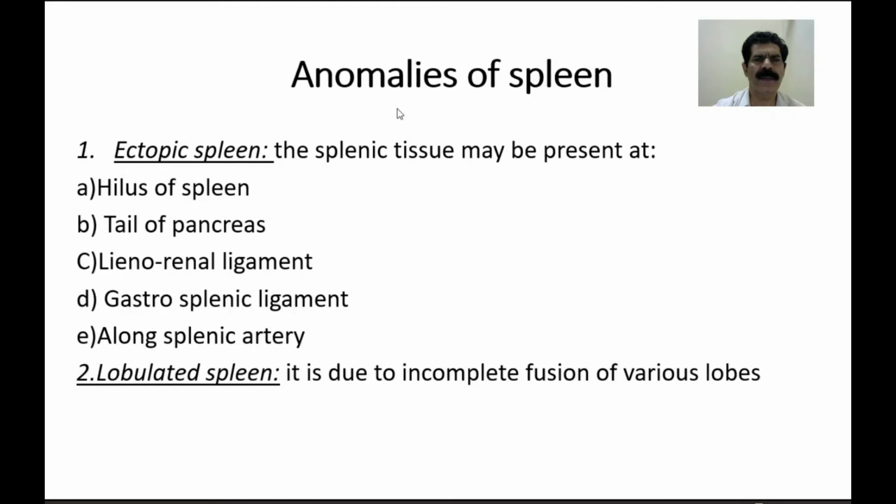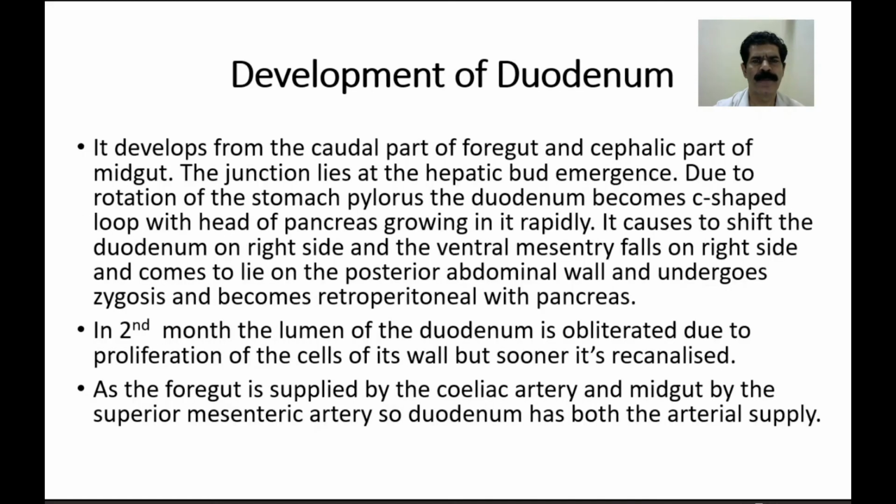Now, regarding the anomalies of the spleen, ectopic splenic tissue may be found anywhere. It may be found near the hilus of the spleen, or near the tail of the pancreas, or in the lienorenal ligament, or in the gastrosplenic ligament, or along the splenic artery. A lobulated spleen may also be found. It is because of failure of complete lobular fusion, and the lobulated spleen may be an anomaly with this.